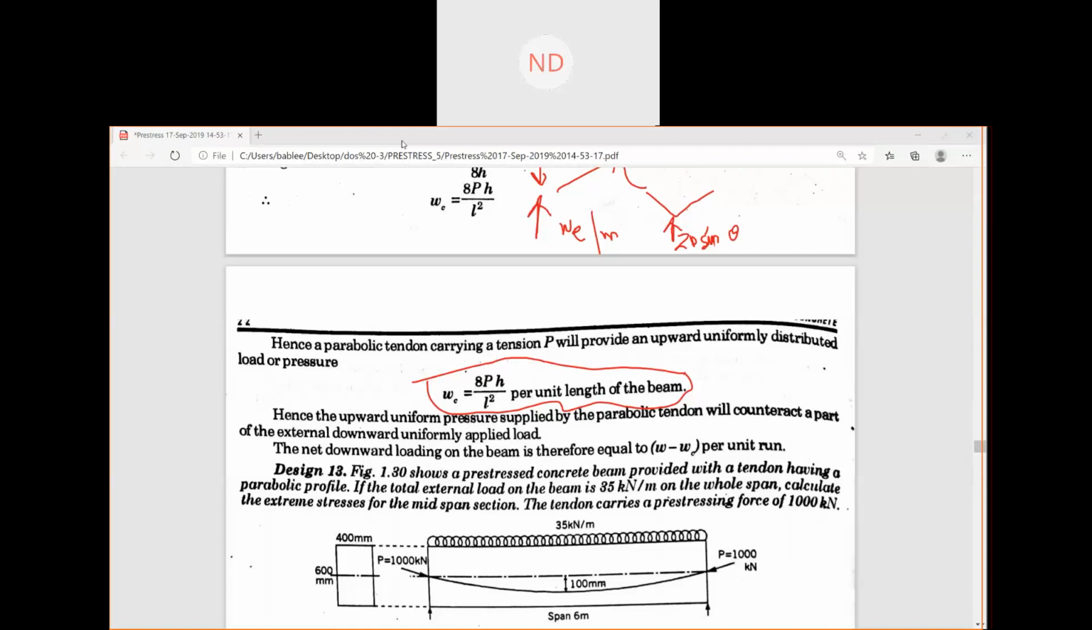Okay, I'll just show you the solution. Top 6.5, yes. Bottom 1.77. It's correct.